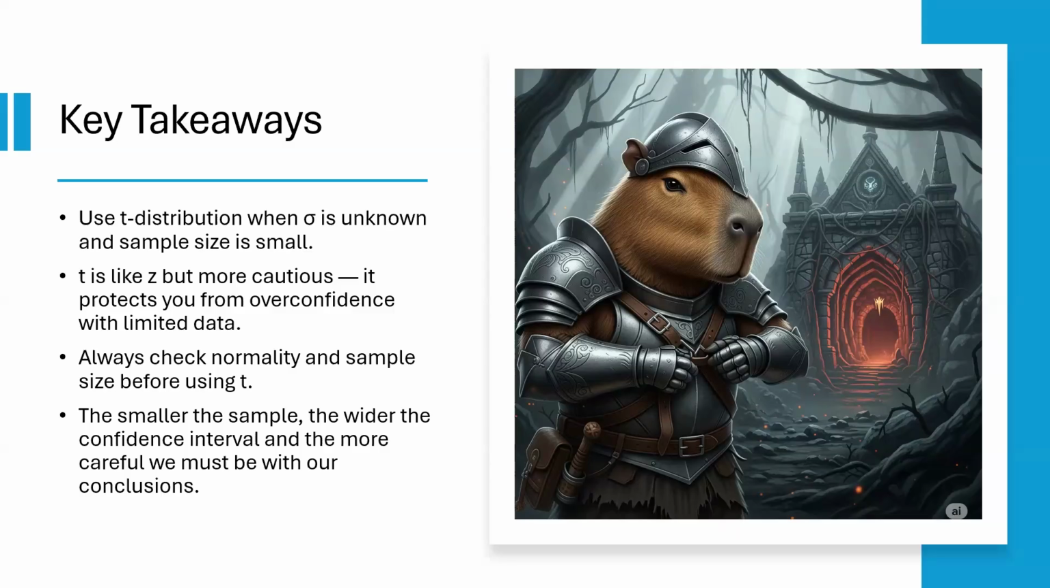Always check normality and sample size before using it. The t-distribution assumes that the population you're sampling from is roughly normal. With small samples, that assumption matters even more. Think of it like polling only 10 players about a new Elden Ring update. If their feedback is wildly different, your conclusions will be shaky. A normal shape helps smooth those risks. The smaller the sample, the wider the confidence interval, and the more careful we must be with our conclusions.